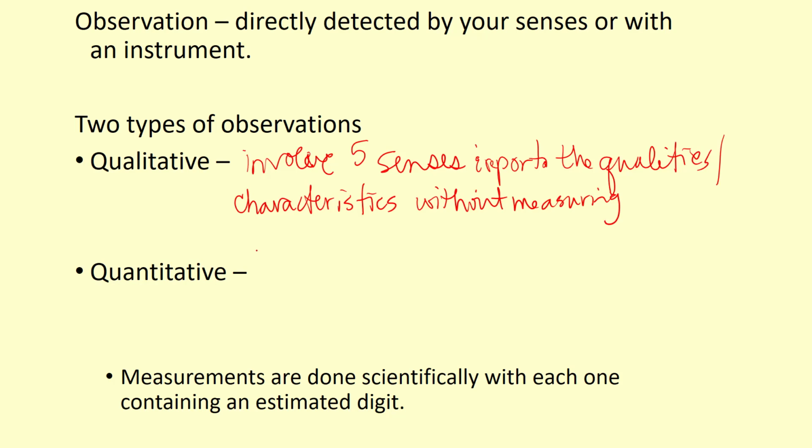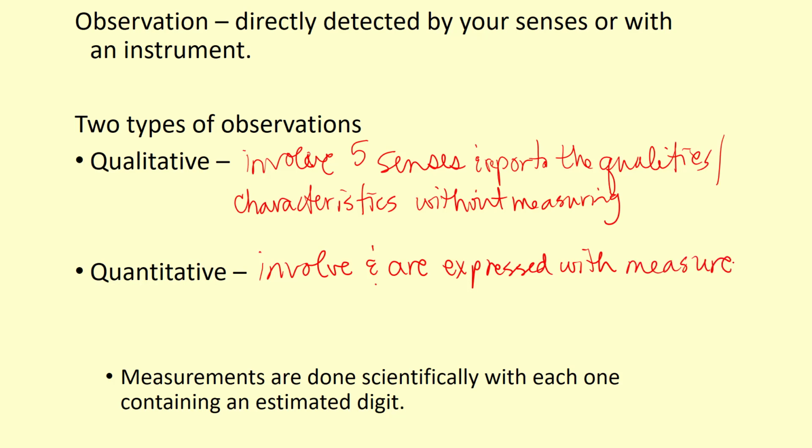Quantitative observations involve and are expressed with numerical values and measurements and numerical values. Okay. So the quantitative measurements will involve an instrument.